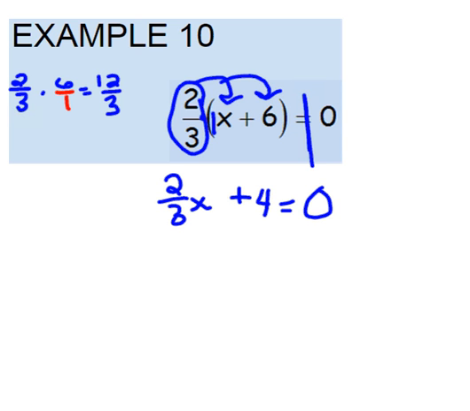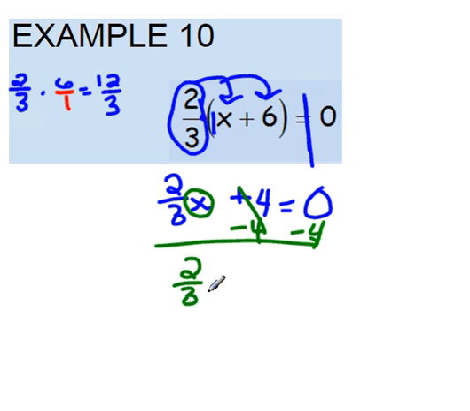Next, we can inverse the constant, so this positive 4 right here, because remember, we're trying to solve for x. So I need to move this guy right here. It is a positive 4, so we can inverse it with a negative 4. That leaves us with 2/3 x equals negative 4.